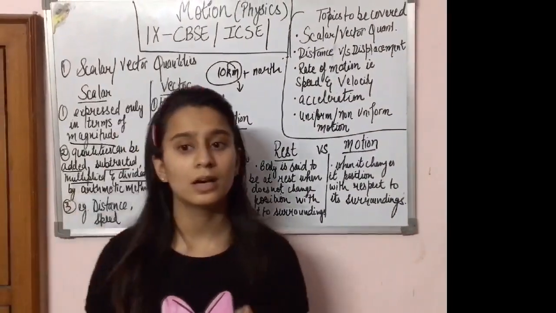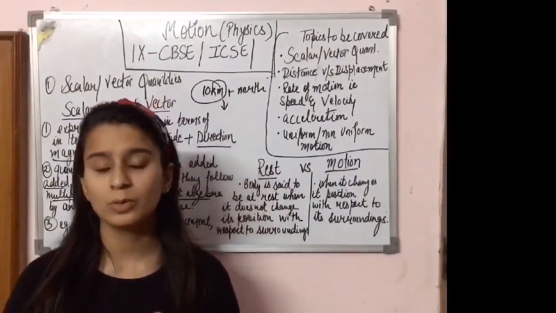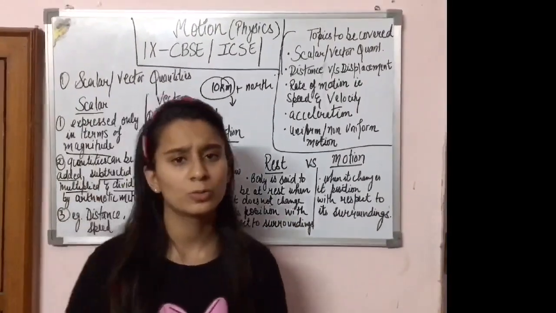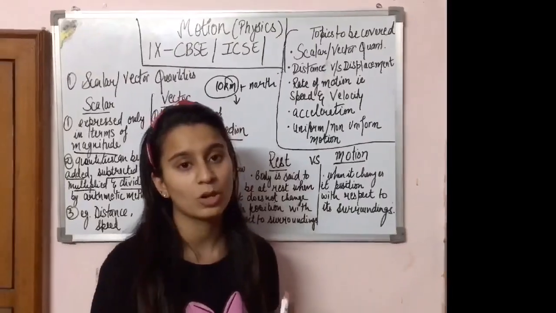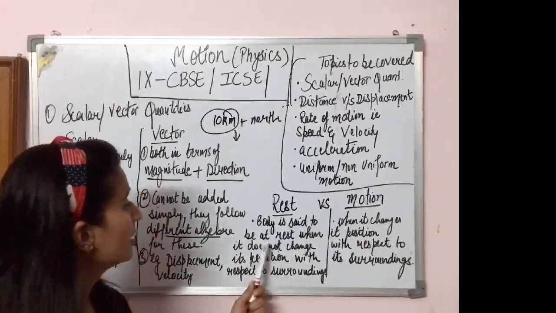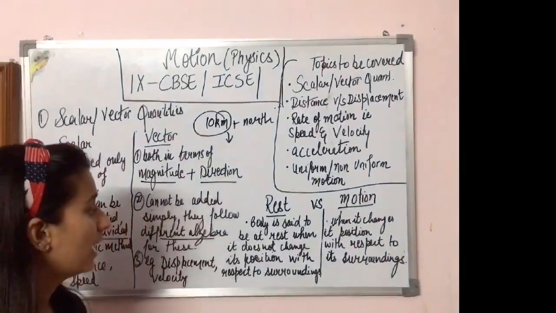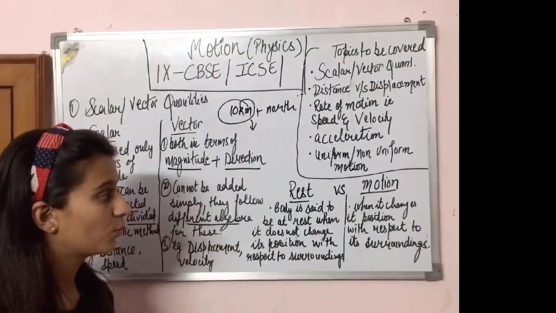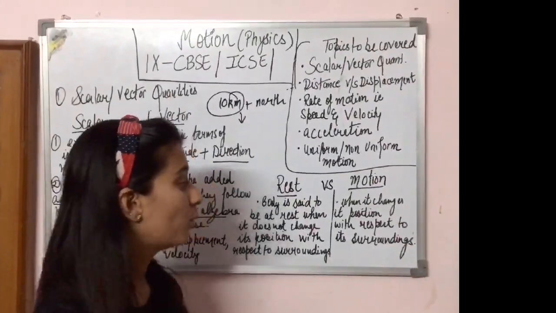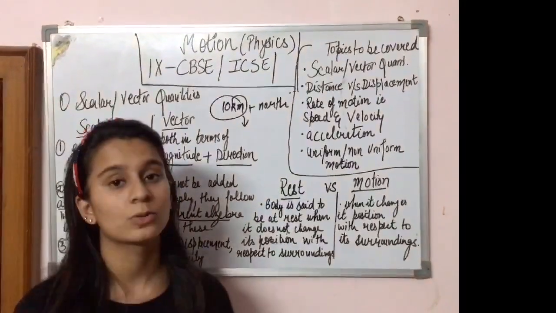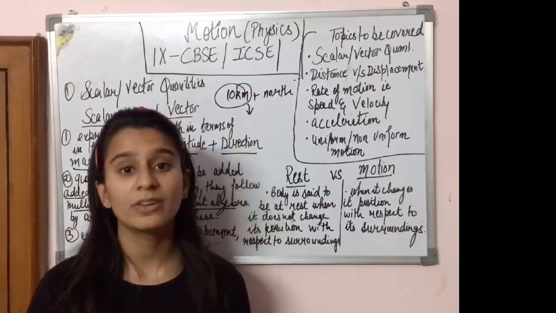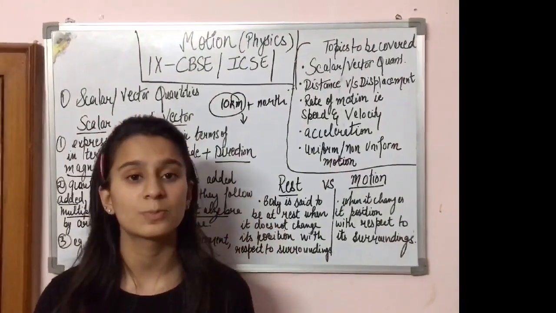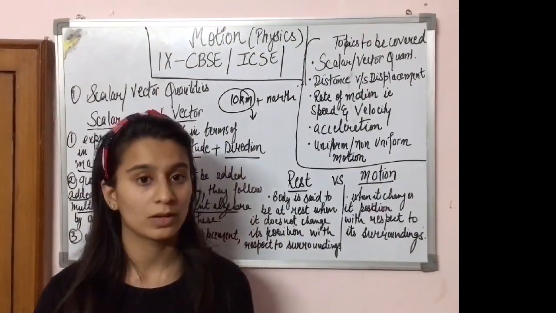So guys, before getting into the chapter, we must know what rest and motion are, because they can be asked in 1 or 2 marks questions. Moreover, the chapter is all about motion. So a body is said to be at rest when it does not change its position with respect to its surroundings, while motion is said to be when a body changes its position with respect to its surroundings. For example, a tree on a railway station is said to be at rest because it does not change its position with respect to its surroundings.